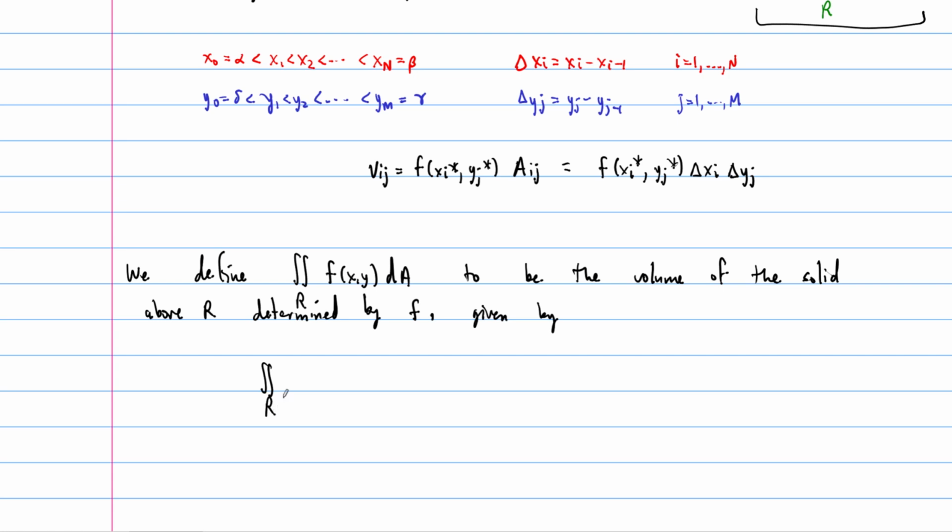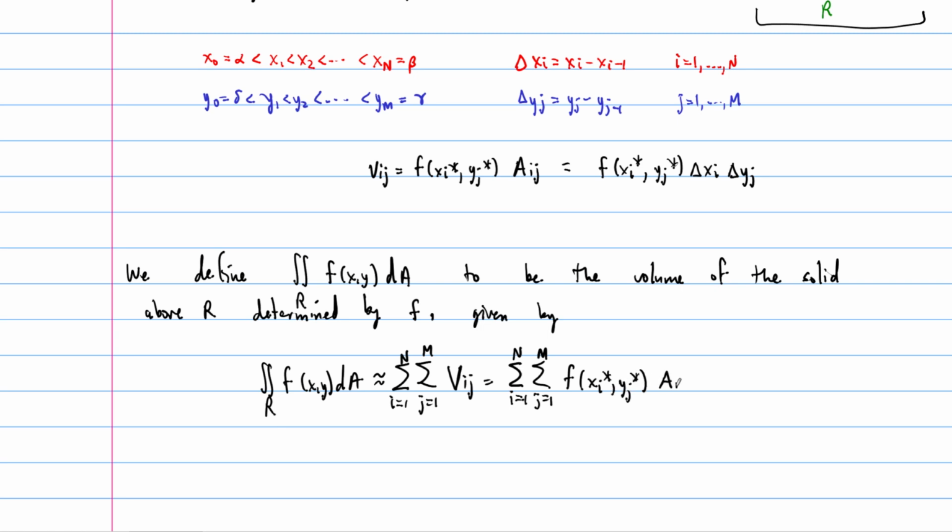So the double integral over R of f of x, y dA is a double sum, actually. Sum as i goes from 1 to n, j goes from 1 to m of the volume v_ij. So we wrote this right here, v_ij. This is not equal yet; it's approximately equal. So it's the sum i from 1 to n, sum j from 1 to m of f of x_i star, y_j star times the area of the ijth rectangle.